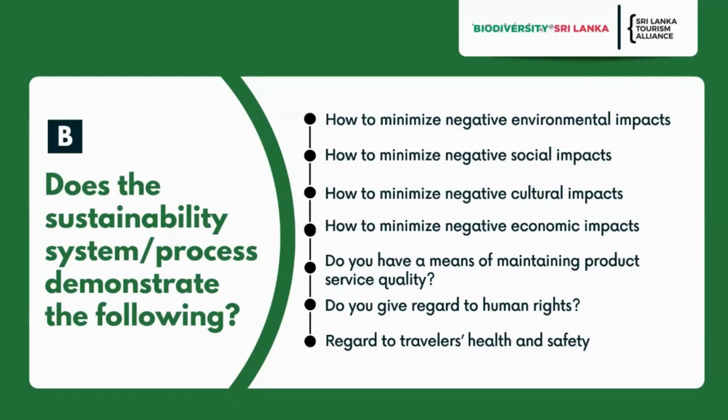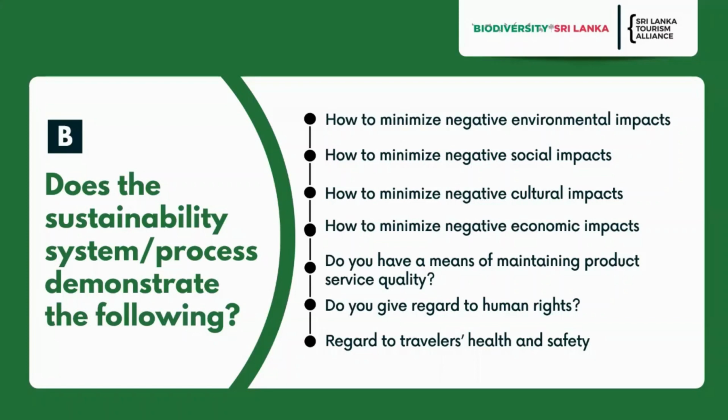Then we also have to look at how you minimize negative cultural impacts, which also is very important, being in a country like Sri Lanka that is steeped in many, many different types of cultures, people, races, all that. Then we also need to look at, if you're looking at a sustainable product, how you can minimize negative economic impacts. Now, as you know, the sustainability 3 pillars are environment, social, and economic. So we also need to build in how to minimize negative economic impacts.